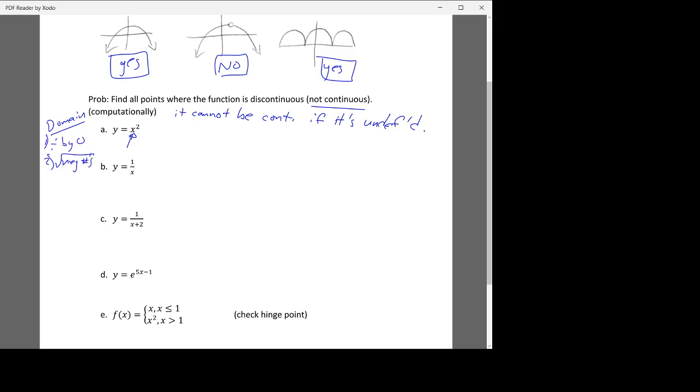So right here, is there any division by zero? No. And two, is there any square root of negative numbers? There's no square roots. So there's no division and there's no square roots. So it's continuous everywhere.